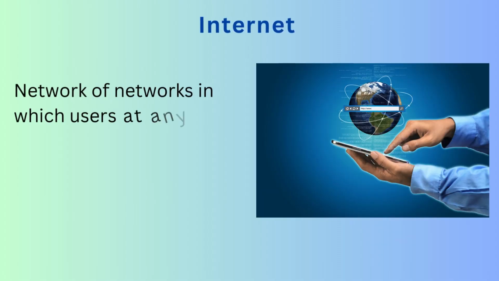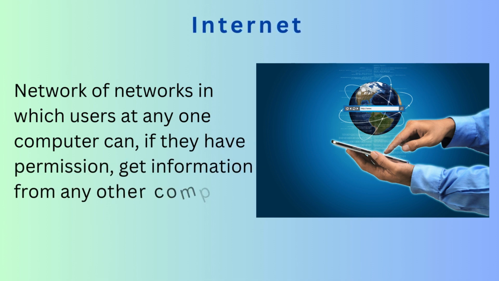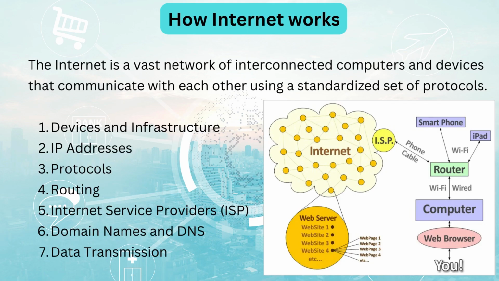Okay. The internet, sometimes called simply the net, is a worldwide system of computer networks, a network of networks in which users at any one computer can, if they have the permission, get information from any other computer. The internet is a vast network of interconnected computers and devices that communicate with each other using a standard set of rules that we call protocols.